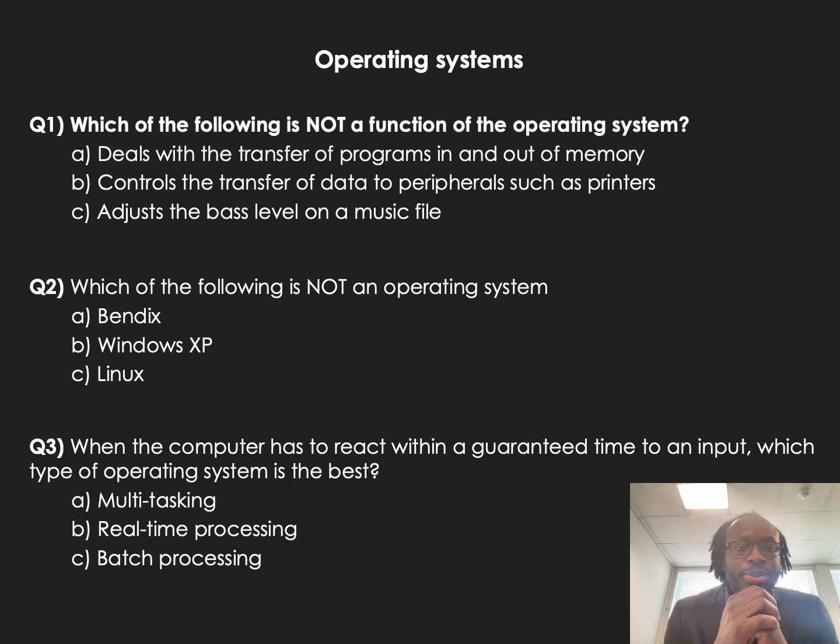Question 1. Which of the following is not a function of the operating system? A. Deals with the transfer of programs in and out of memory. B. Controls the transfer of data to peripherals such as printers. C. Adjusts the bass level on a music file.